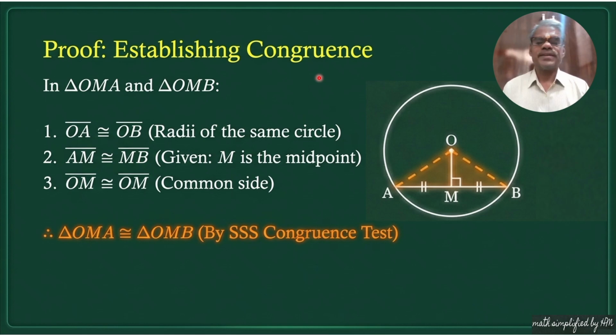Now, establishing the congruence. In triangle OMA and triangle OMB, OA is congruent to OB, radii of the same circle. Segment AM is congruent to segment MB, given M is the midpoint, and segment OM is congruent to segment OM, a common side. Therefore, triangle OMA is congruent to triangle OMB by the SSS Congruence Test.